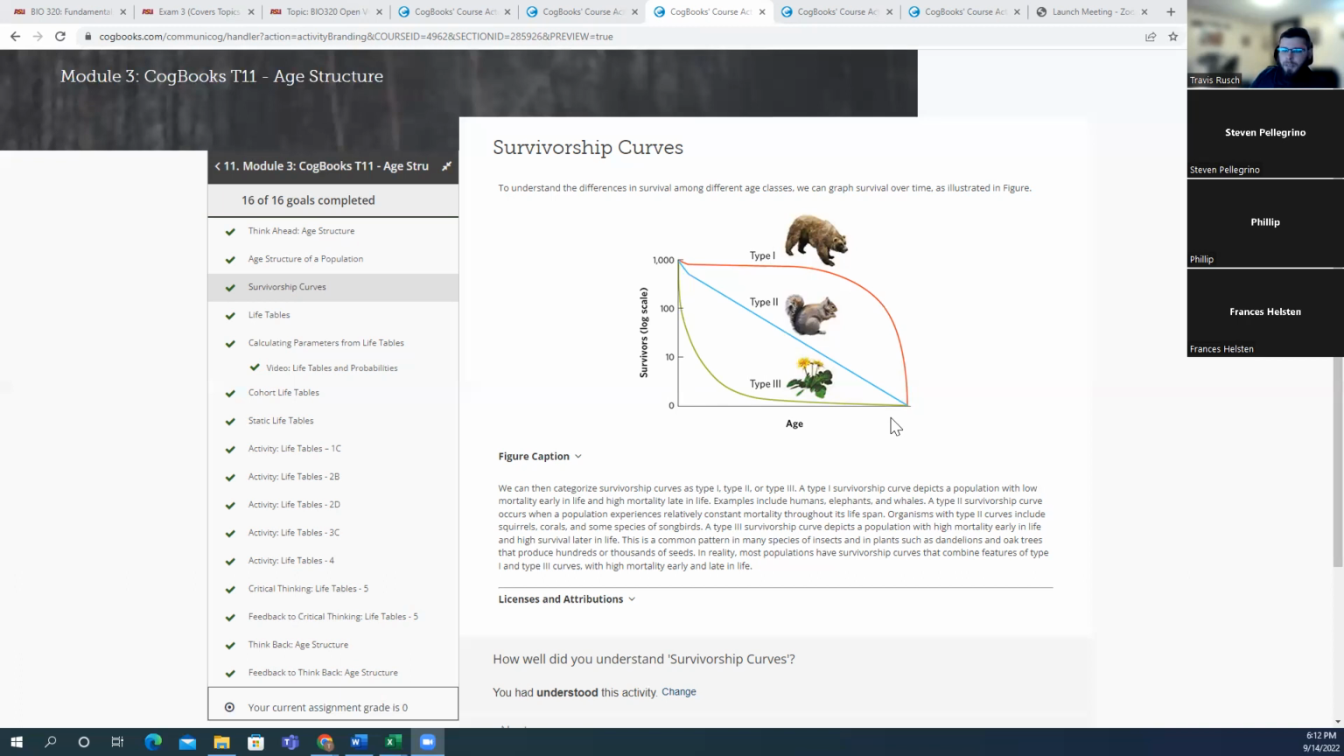So are there any specific questions or anything confusing about the difference between type 1, 2, and 3? The key thing is just knowing, do they have high or low survival early in life? You might have a compare and contrast question about the survivorship curves. So big picture, that's definitely what you would be expected to remember and how to differentiate the three.